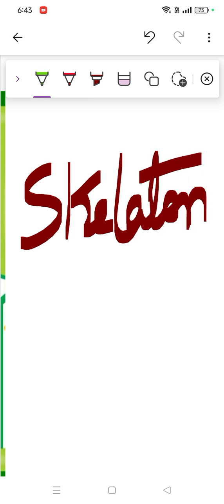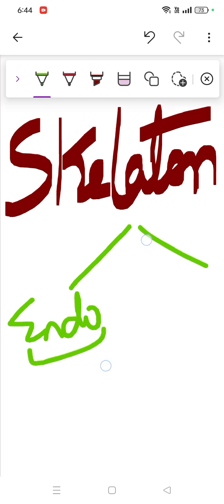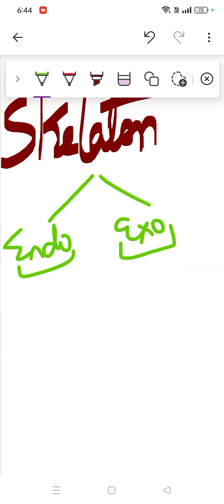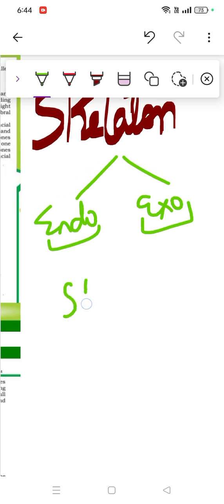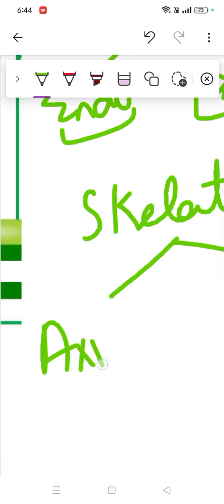Before I go into that, the first thing you should know is that the skeleton is divided into two parts based on presence. The first one is the endoskeleton, which means internal. The second one is the exoskeleton, which means outer. This is based on what we exactly see. Then comes our skeleton, which is again divided into two parts. What are these? Axial and appendicular.